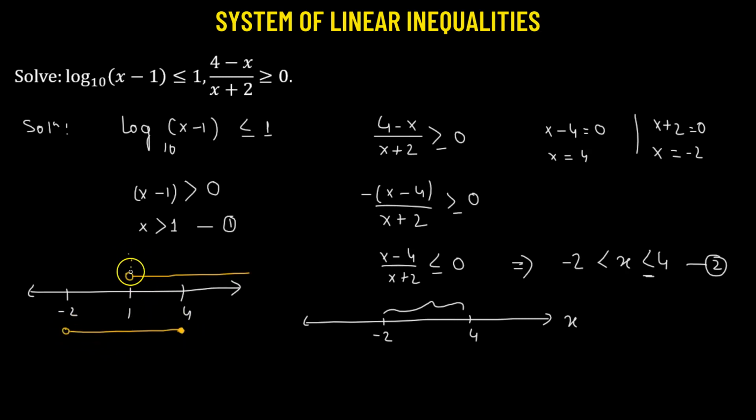Then clearly we see there is a region which overlaps. This is the common region, so this is the common solution. And this is x belonging to the interval where 1 is not included, comma, and it goes all the way up to 4. So 4 is a part of the solution, so we'll use a closed bracket. This is the solution to the given system of linear inequations.